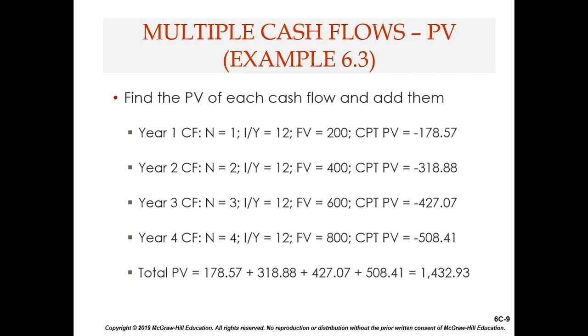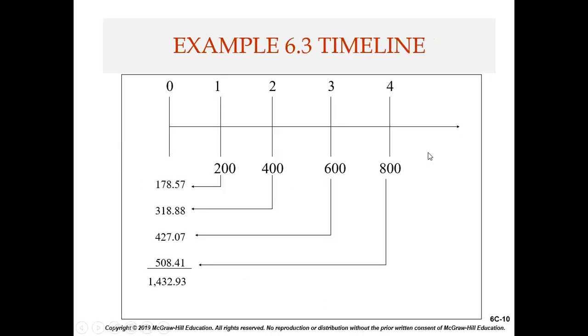$1,432.93. Then if you add up the 200 and the 400, that's 600, and another 600 is 1,200, 800, 2,000. So you're going to receive a total of 2,000 over the next 4 years. You only paid $1,433 for that, right? So the difference of $567 was the interest because of compounding. And there you could see it again. That's a really nice timeline picture of the calculations we just did.